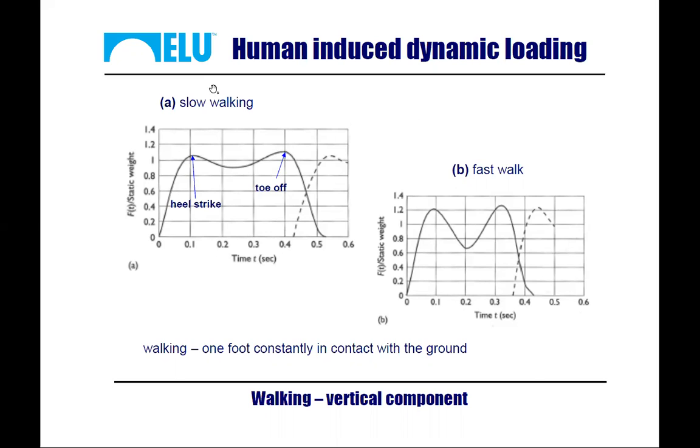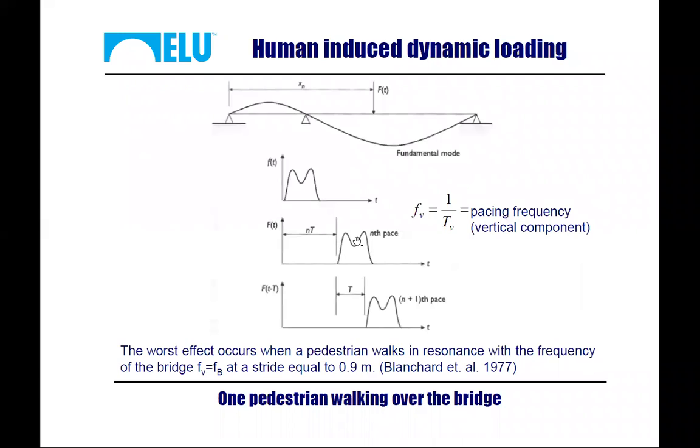Of course, what I forgot to tell you is what is the definition of walking. The definition of walking is as it is in the Olympics. One foot should be constantly in contact with the ground. So we don't have both feet in the air at the same time. One of our feet is constantly in contact with the ground. This is how the force will vary.